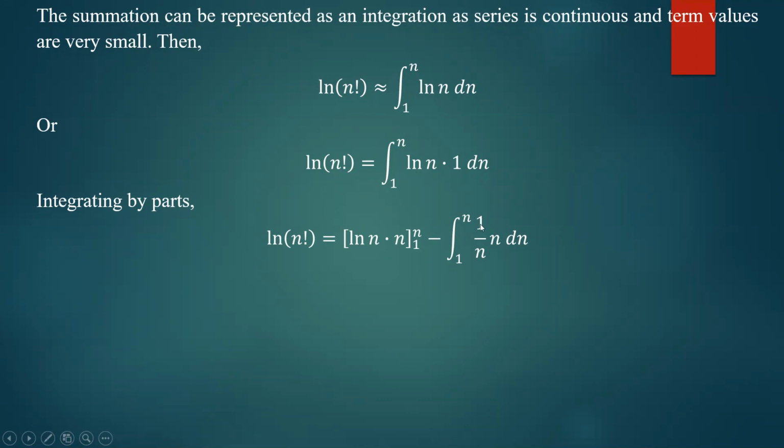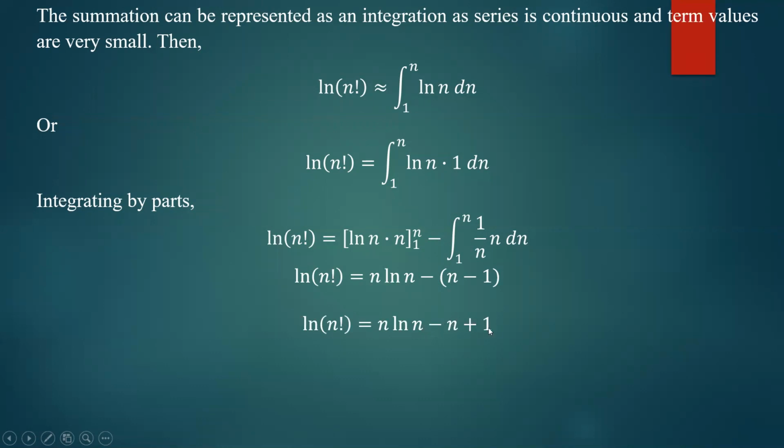Derivative of ln n is 1 by n into integration of 1 is n. So here integration of 1 becomes n. So put the first function and second function here. The lower limit is 1. ln of 1 is 0. Okay, you know that ln of 1 is 0. ln n, you substitute here, you will get n into ln n, and here you will get the integration of 1 equal to n. If you put the lower limit and upper limit, it will become n minus 1. So integration of this one will be n minus 1. Open the bracket, you will get n ln n minus n plus 1.